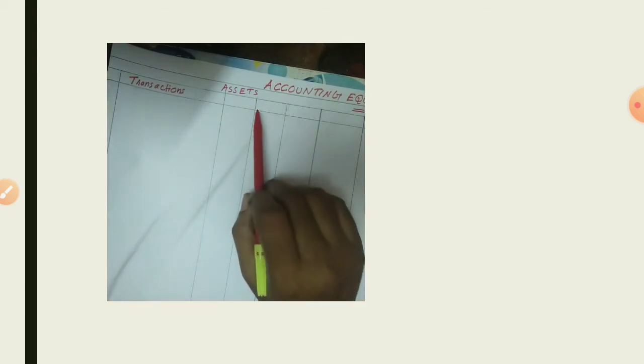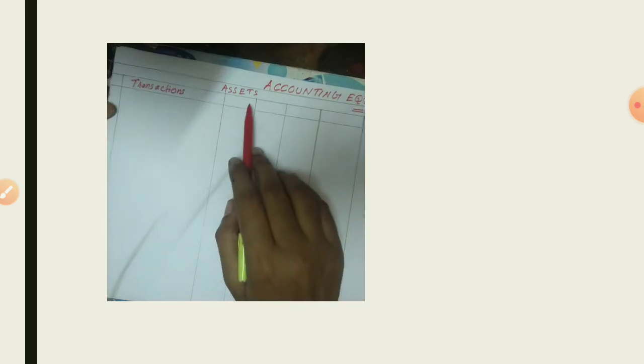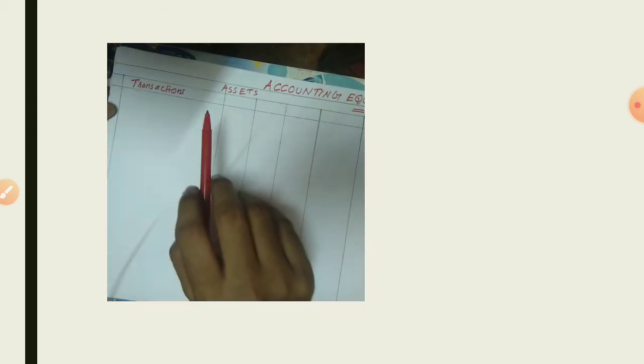So assets you have to write first. Then I kept some columns for assets, because we don't know what items come in between. When you make this, you can analyze all the questions and find out the headings: what headings will be there on the asset side, what headings on the liability side. Make the headings; you can make and keep any number of columns. When a heading comes, we can put it there.